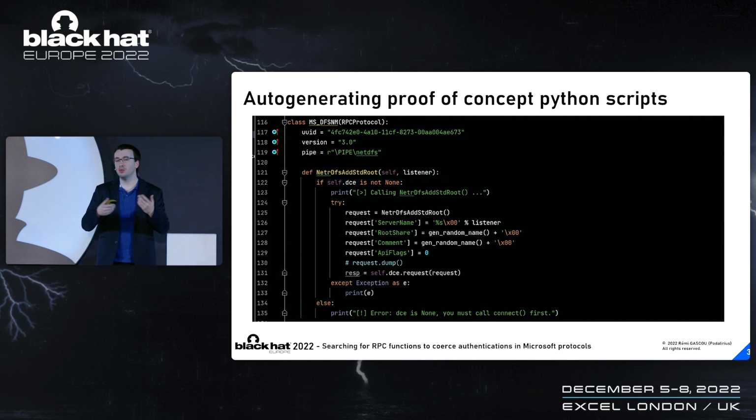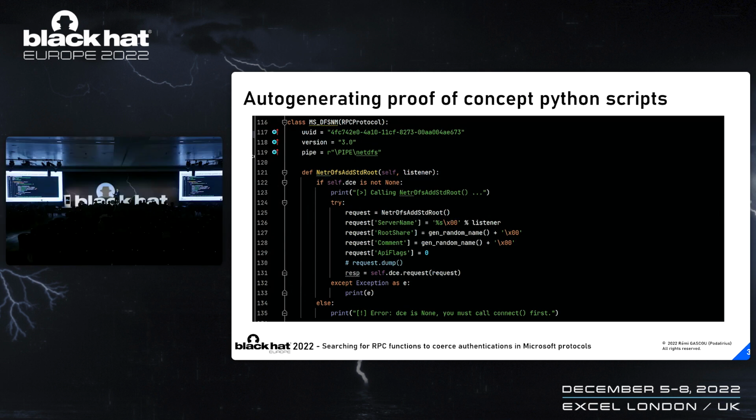And once it's generated, it's beautiful Python code. And you have a class with the name of the protocol. This one is DFSCoerce. It was found in June, I think. And you have the UUID, the version, and the SMB pipe to connect to. And then you have a function, which is called the same as the RPC function that we are going to call, to coerce the authentication through the server name variable.